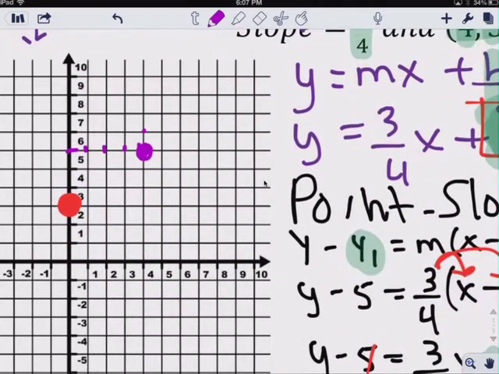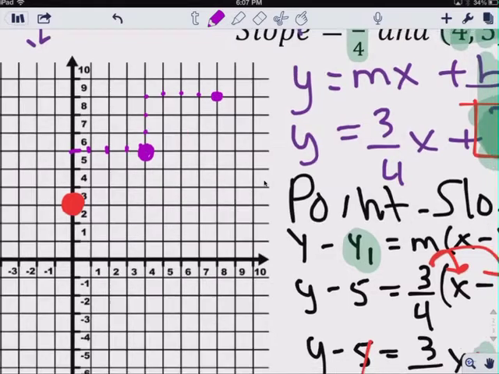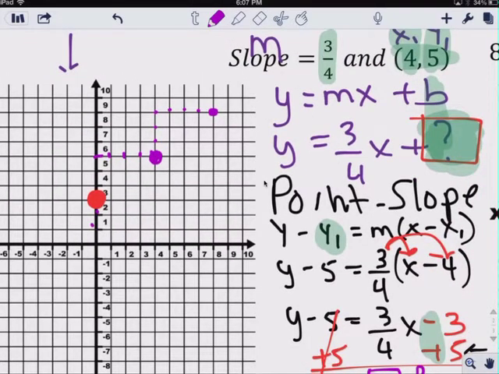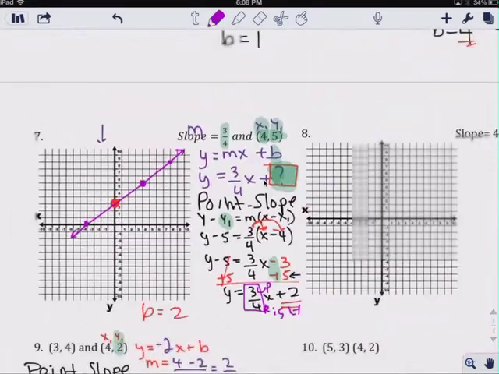Again, up 1, 2, 3, right 1, 2, 3, 4. Right there is a dot. Down 3, 1, 2, 3, left 1, 2, 3, 4. Right there is a dot. Like that is the graph.